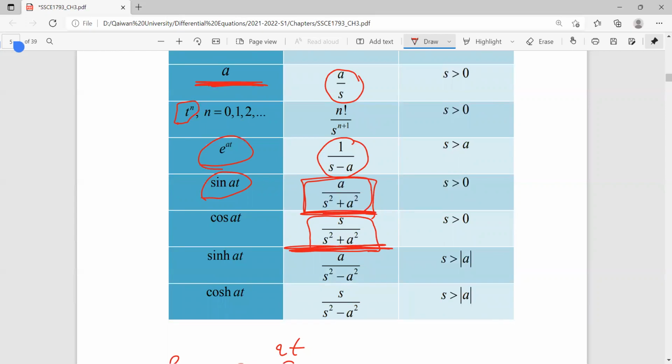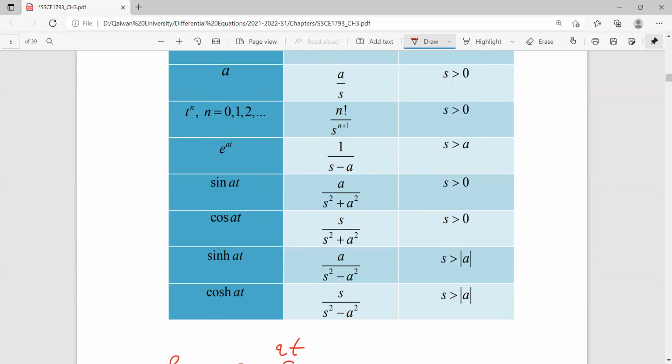And you have the rules for sine hyperbolic and cosine hyperbolic. It's similar to sine and cosine, but this sign is negative. The only difference between sine and cosine, and sine hyperbolic and cosine hyperbolic, is only this sign. In sine and cosine, this is positive. And in sine hyperbolic and cosine hyperbolic, it is negative. That's all.